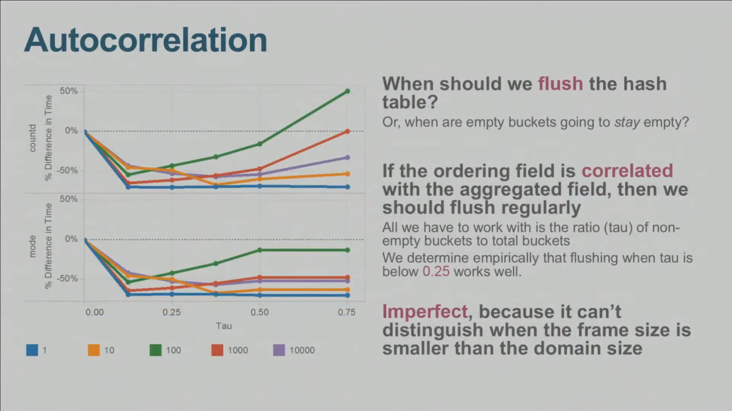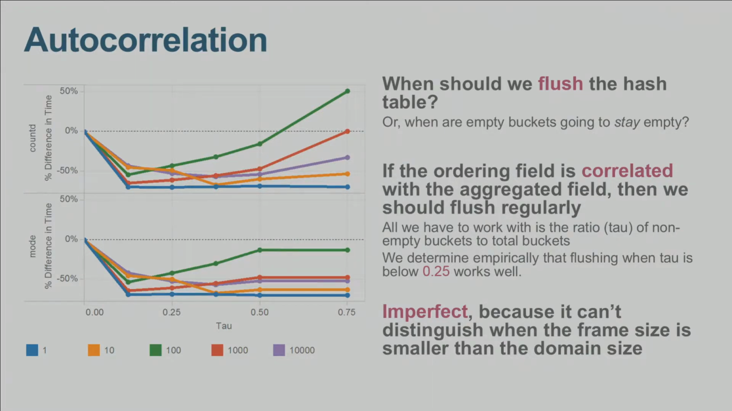Now, the last part is, when do we flush the hash table? Which is the same way of saying, when are empty buckets going to stay empty? And this is related to the notion of autocorrelation. So suppose you're doing a windowed mode of your sales over time. Well, hopefully your sales are increasing over time. So eventually, the smaller sales values will no longer be in use. So how do you detect that?